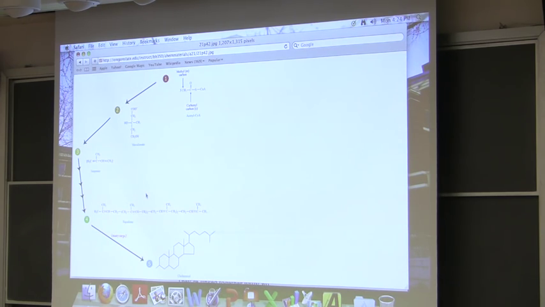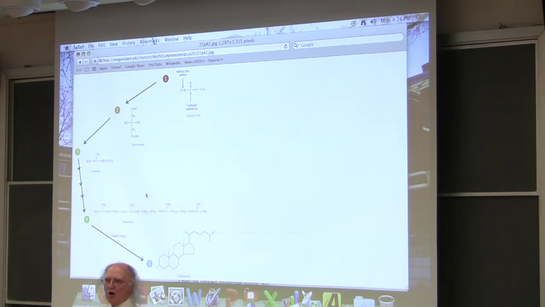Isopentanyl pyrophosphate. So isopentanyl pyrophosphate is one of the five-carbon units. The other one is called, everybody got that? The other one's called dimethyl allyl pyrophosphate. Dimethyl, D-I-M-E-T-H-Y-L, allyl, A-L-L-Y-L, pyrophosphate, P-Y-R-O-P-H-O-S-P-H-A-T-E. So the two compounds are isopentanyl pyrophosphate and dimethyl allyl pyrophosphate.